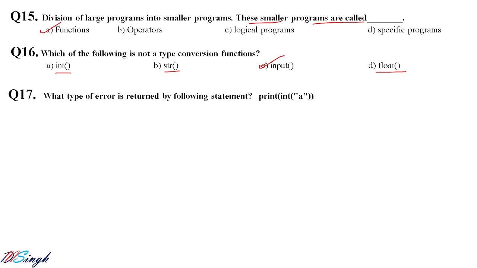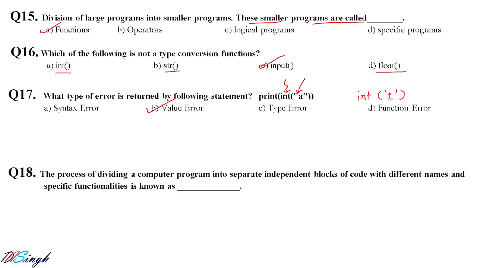Question number 17. What type of error is returned by the following statement? Okay, so int, if you give a value that can be converted into a number, it works, but here we are specifying a string and trying to convert it into an integer, it is going to give us a value error, and that too generated by the int function, not by the print function.